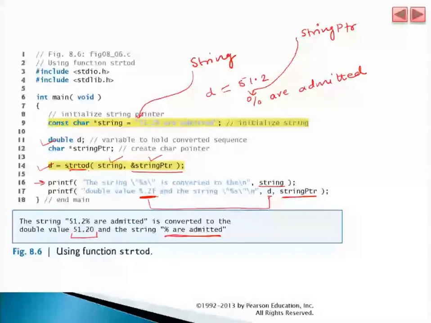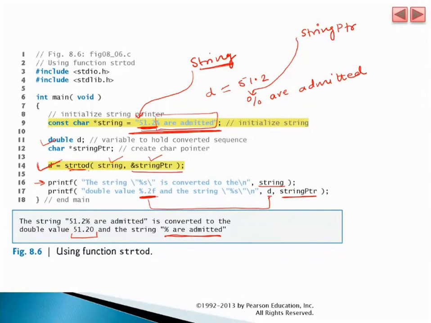Yes, ma'am. Now this is a string. Okay, the string is pointing to this sequence of characters. When we call this function string to double, what it will do is divide this string into two parts. The first part is the double value, which is 51.2, and the second part is the string value.